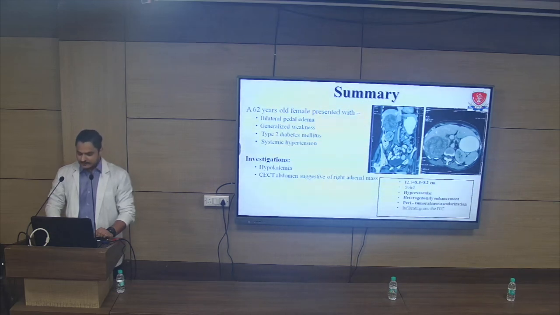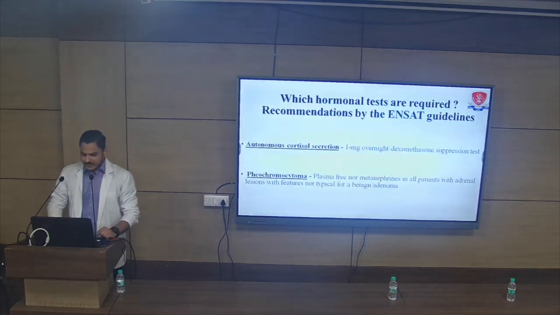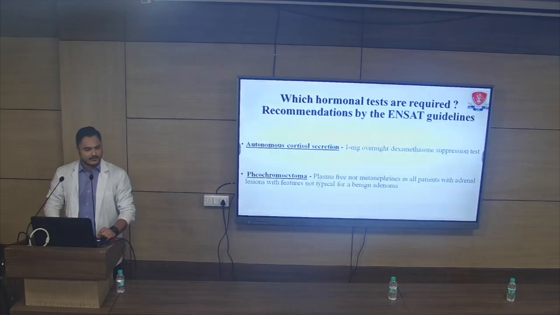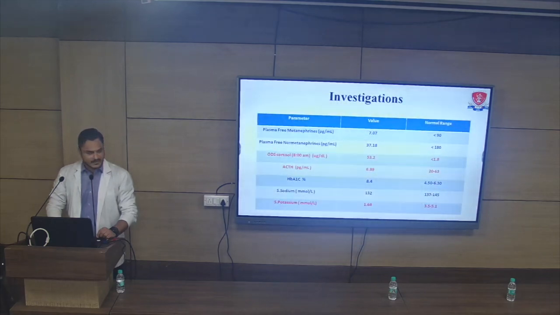So based on these findings, we suspected the patient to have an adrenal malignancy, either pheochromocytoma or adrenocortical carcinoma. Whenever a patient comes to us with an adrenal malignancy, what do the guidelines say? We have to see whether the mass is functional or non-functional. So we have to check for autonomous cortisol secretion. For this, we do an overnight dexamethasone suppression test, and if we are suspecting pheochromocytoma, we have to do plasma-free normetanephrines. So we got the tests done.